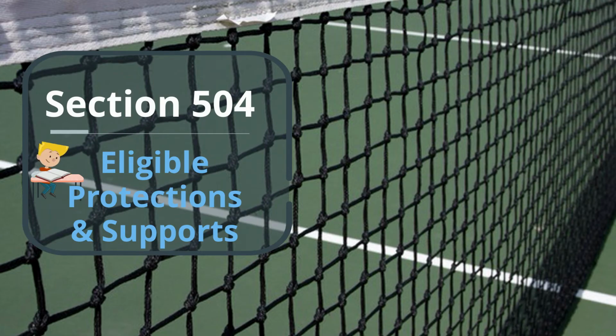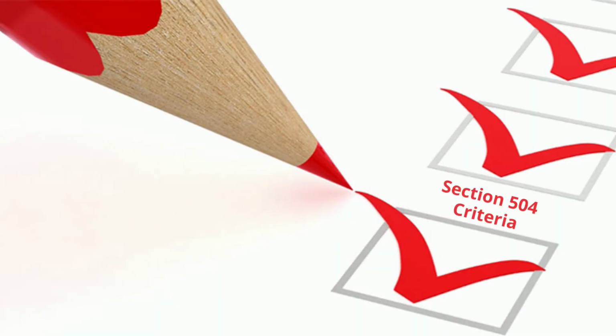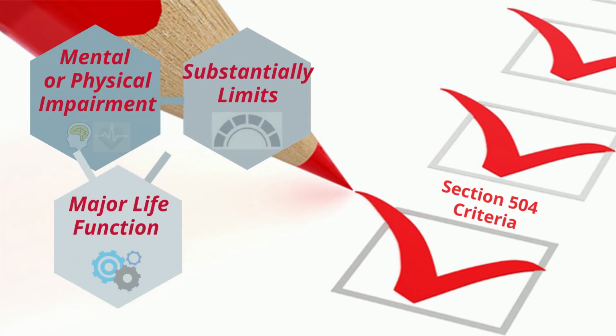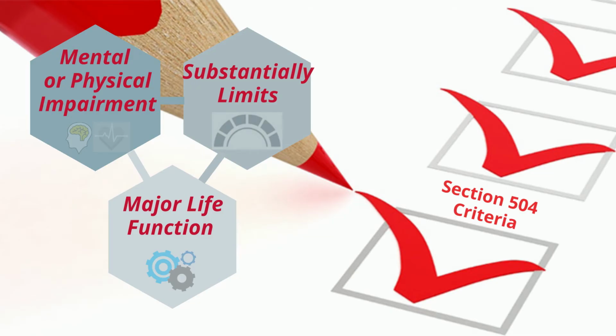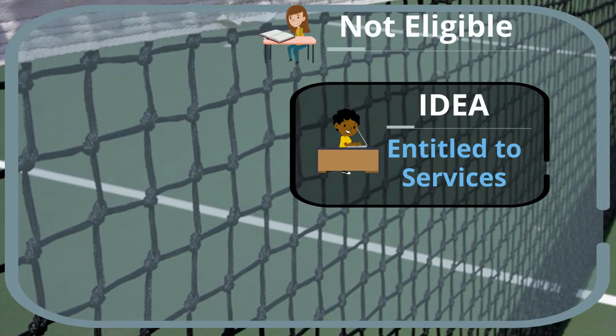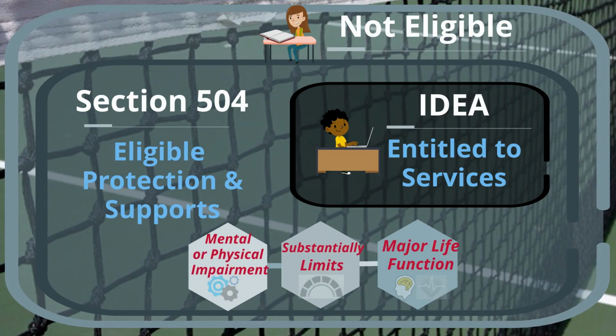A school may have students with disabilities who do not qualify for services under Section 504 due to not meeting the criteria of having a mental or physical impairment that substantially limits a major life function. Because of the Section 504 criteria, a formal diagnosis does not constitute automatic eligibility for services under Section 504. All students served under IDEA are also protected against discrimination under Section 504. All students served under IDEA have an impairment that meets the Section 504 criteria.